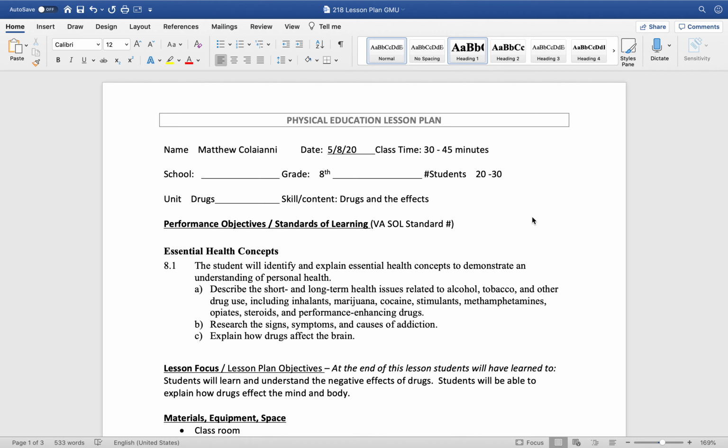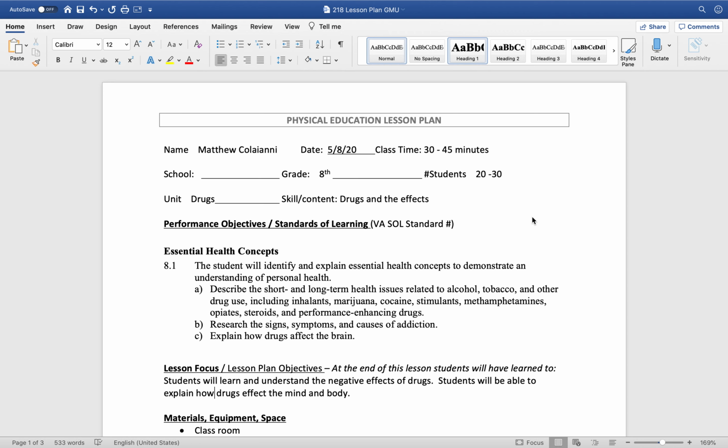All right, so today I'll be talking about my health lesson plan. So this assignment is about drugs, and more specifically, it'll be about drugs and the effects of these drugs. So I decided to do eighth grade since in eighth grade I also remember drugs being a big topic then.